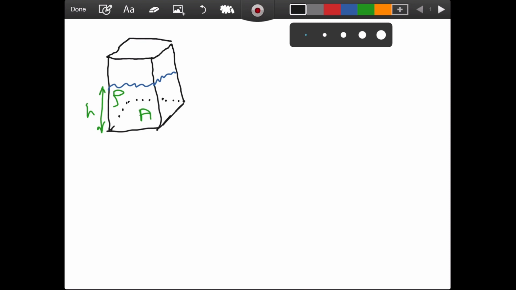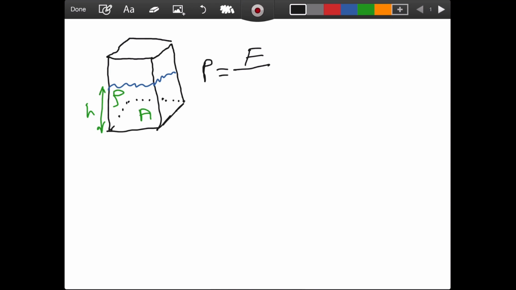So to do this, we start off by considering the definition of pressure. The definition of pressure tells us that pressure is equal to force divided by the surface area. If we're talking about a point at the bottom of our container, what is the force acting on it? Well, it will be the weight of our liquid, right? Well, not quite. It will actually be the normal force caused by the weight of our liquid.